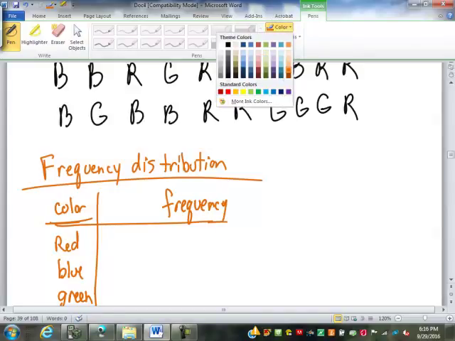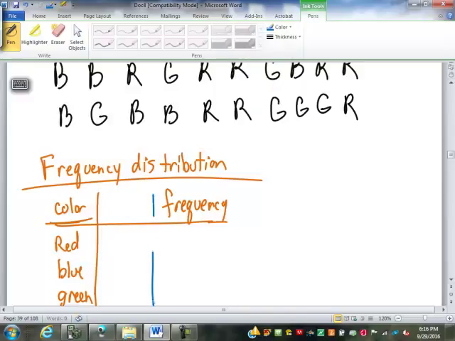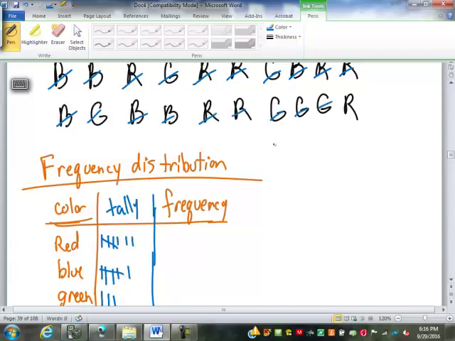Now, I'm going to add another column into this table that normally isn't there. It's called the tally. I'm just going to use this column in order to count these up. So I'm going to look at this here. I've got blue and blue, so 1, 2 tallies. Red, green, so 1, 2. Red, red. Green, blue. Red, red. Blue, green. Blue, blue. Red, red. Green, green, green. And red. Now from those tallies, I can see that red is 8, blue is 6, and green is 6.